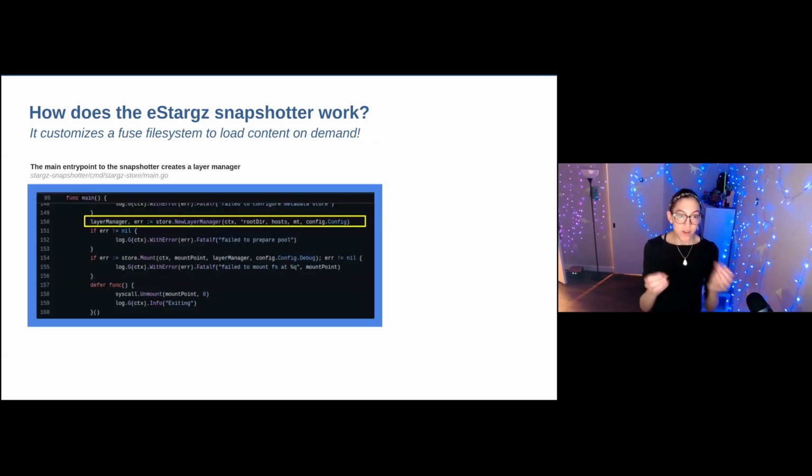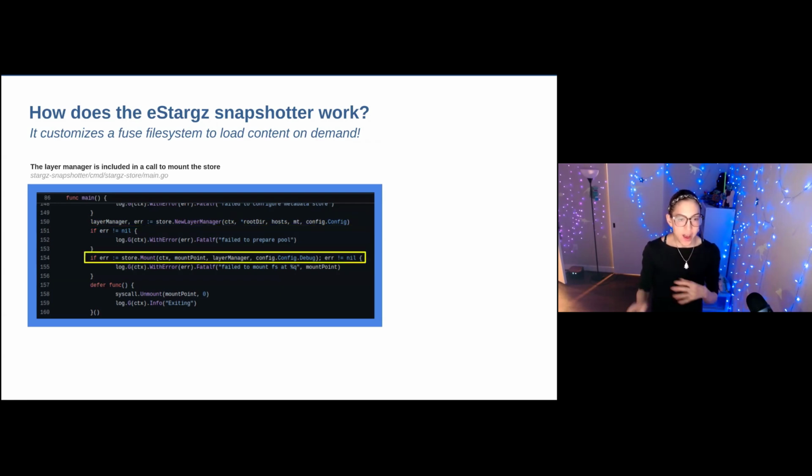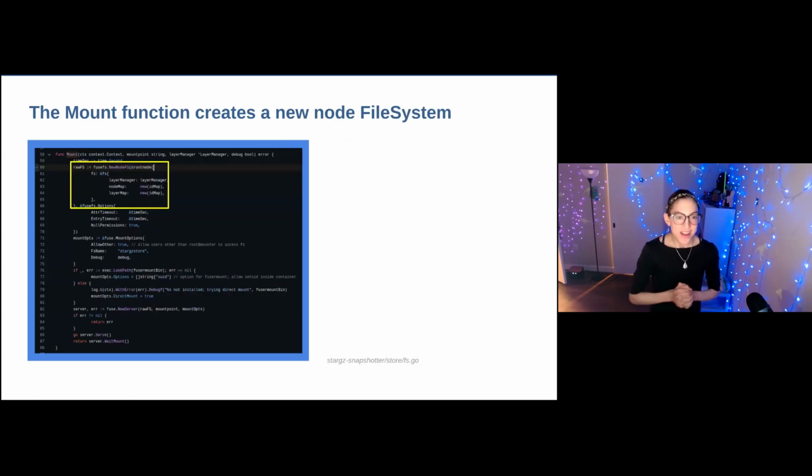Okay, so now let's look at the snapshotter code. In the beginning of the snapshotter, we create a content store. The store creates a layer manager, which is going to do what it sounds like. Now, the layer manager is going to get passed around, you'll see. But we're going to start out by calling mount to the store. So in this mount function, we're going to create a new node file system. And there's some really nuanced details that are really important to note here. So note how there's a root node and a file system that takes the layer manager.